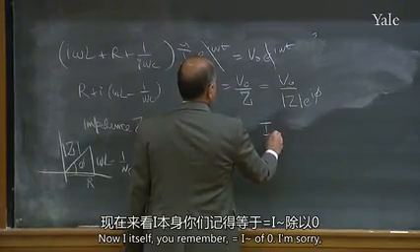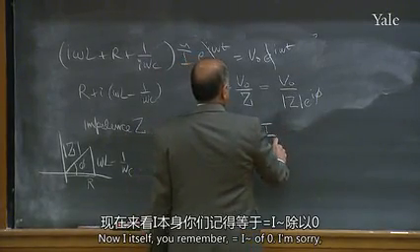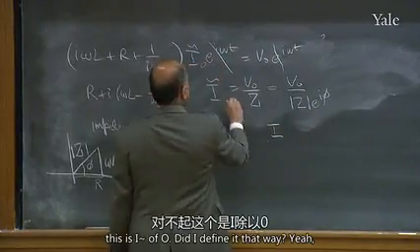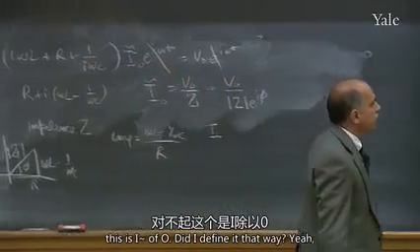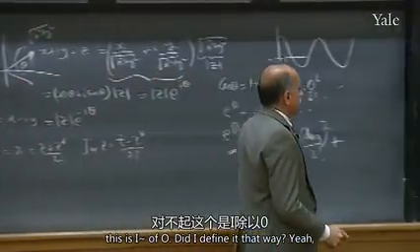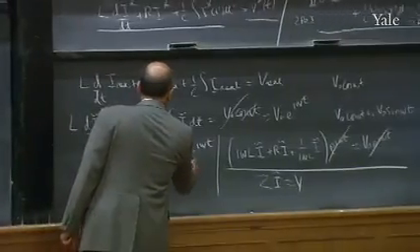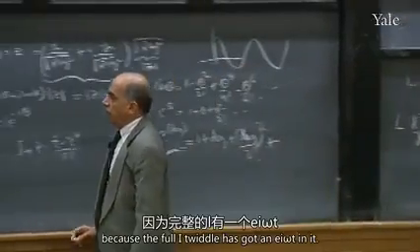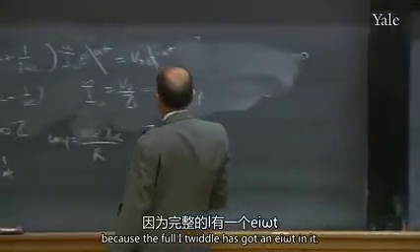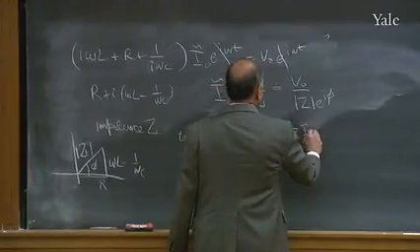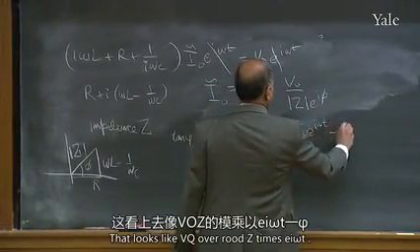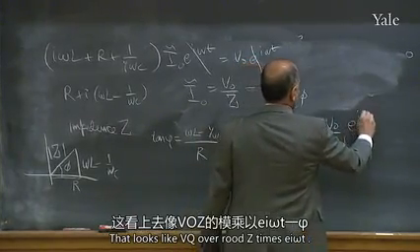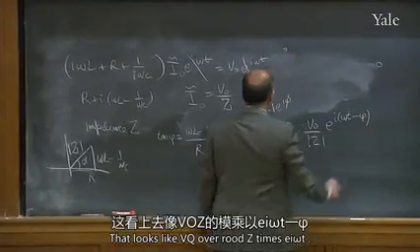Now I itself, you remember, is equal to the I twiddle of 0. I'm sorry, this is I twiddle of 0. Did I define it that way? Yeah, I should write it as I twiddle of 0. There's a subscript 0 there, because the full I twiddle has got e to the i omega t in it. That looks like V0 over mod Z times e to the i omega t minus phi.